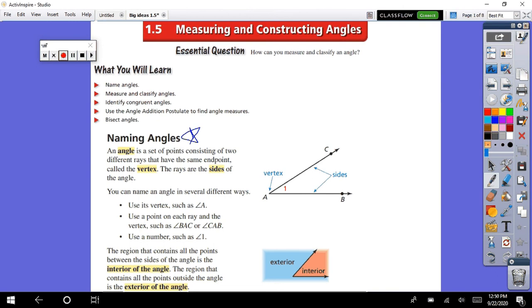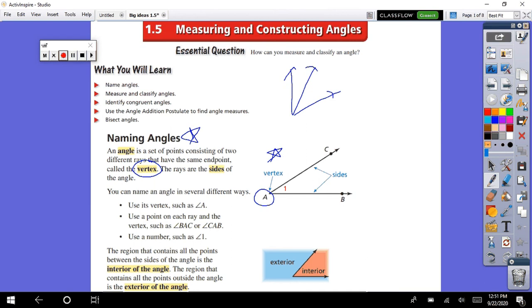And an angle, first off, what is it? It's a set of points consisting of two different rays that have the same endpoint. That endpoint, of course, is called the vertex, and the rays are actually the sides of the angle. So when we name it, a couple different ways. You can simply call it angle A if it's the only angle at that point. If I have multiple angles happening at a point, then you can't just use one letter, but in this particular diagram, you could just call it angle A.